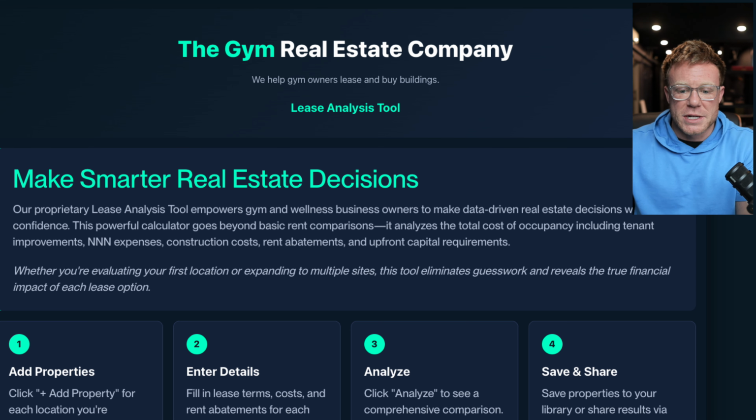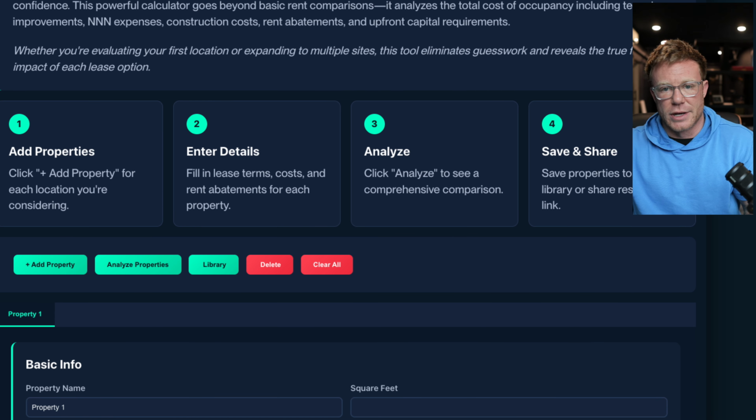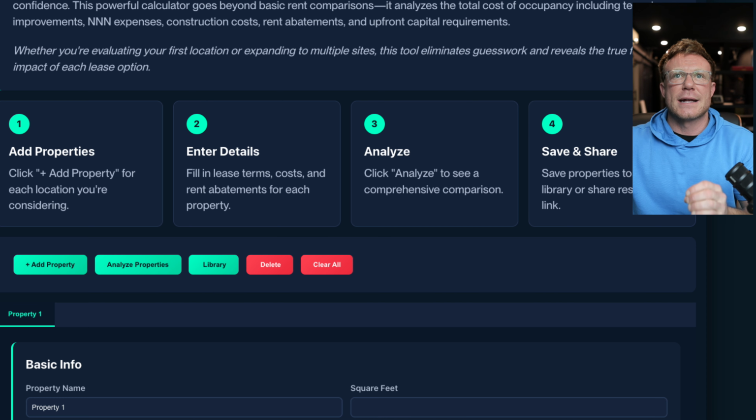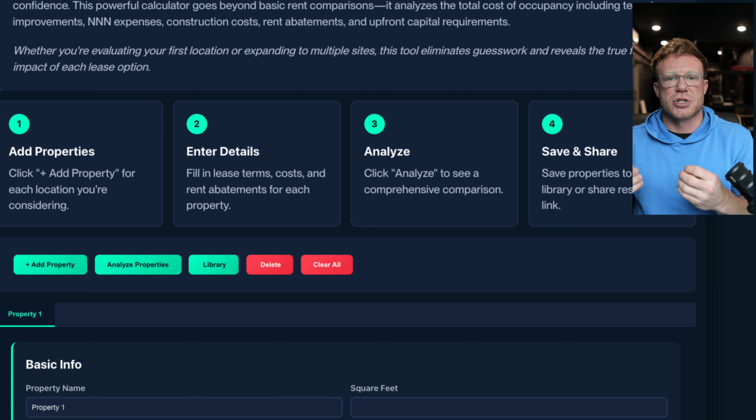All right. So pretty simple stuff here. You're going to add the properties, enter in the details, analyze it, and essentially figure out on an economical basis which location is best for you. There's a lot of ways to analyze two different sites, and the economic way of how much will each location cost me over the entire term of the lease is just one way.